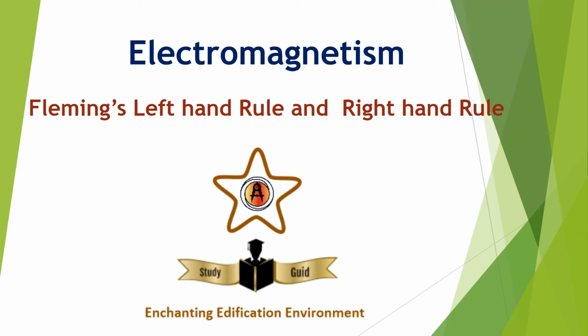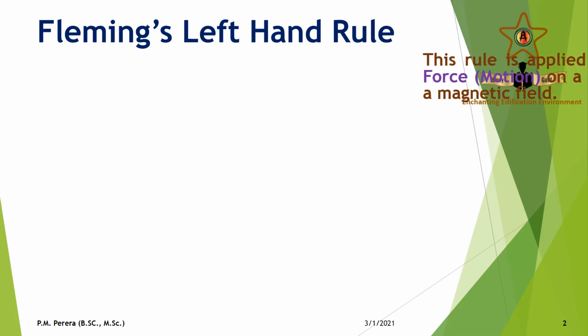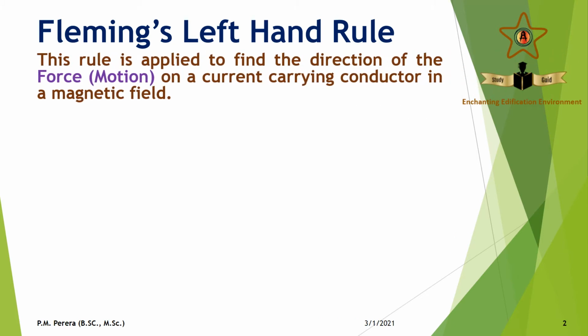Fleming's left-hand rule and right-hand rule are widely used rules in electromagnetism. Fleming's left-hand rule. This rule is applied to find the direction of the force on a current-carrying conductor which is inside the magnetic field.